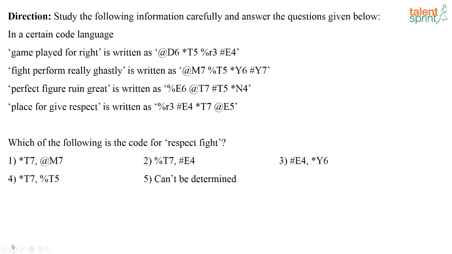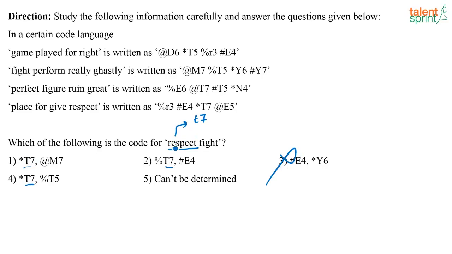Next one. Which of the following is the code for respect flight? So respect. Now let us look at what is the code for respect. How many letters are there in this word? 1, 2, 3, 4, 5, 6 and 7. So there are 7 letters in this word. What is the last letter? It is T. And so if you see here, all of these have T and 7, right? Except this option. So this option is eliminated. It is not the correct option. So you have only 3 options left.